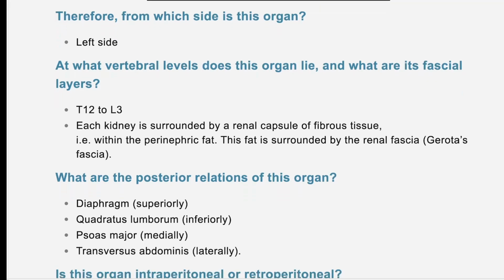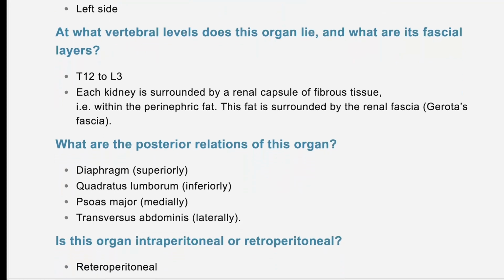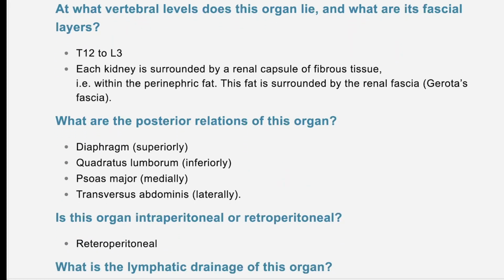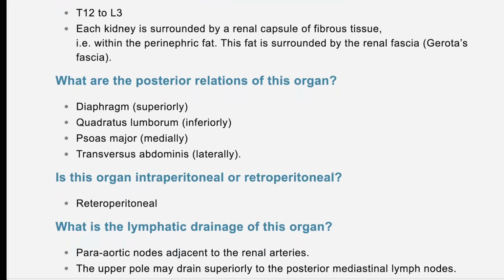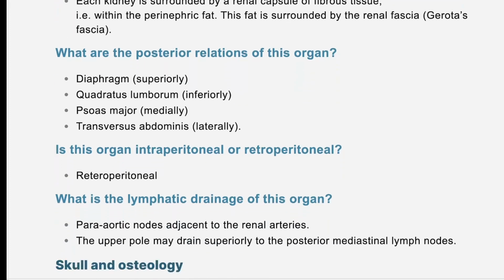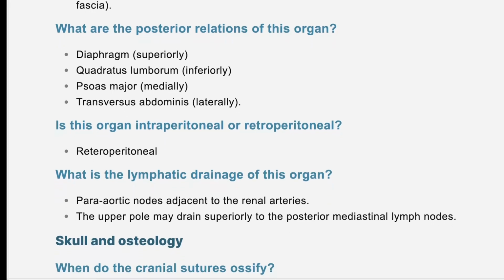Okay. This organ, intraperitoneal or retroperitoneal, it's a retroperitoneal organ. And lymphatic drainage of this organ will be the para-aortic lymph nodes. The upper pole as well will go to the mediastinal lymph nodes. Okay. Then we can go to the skull and histology. We said this many times. I'm just going to go through it very quickly.